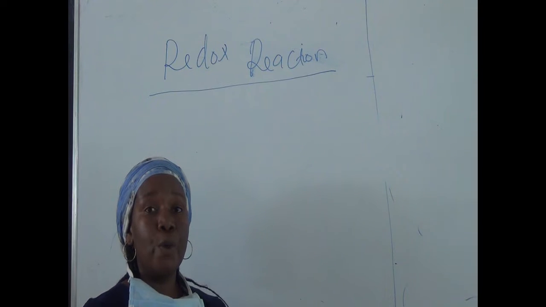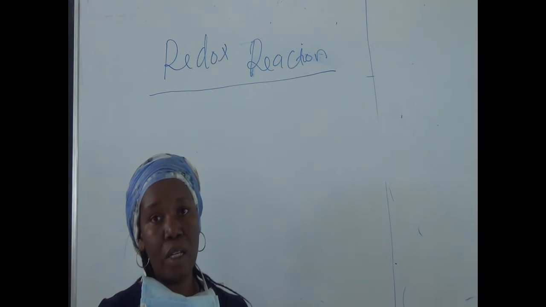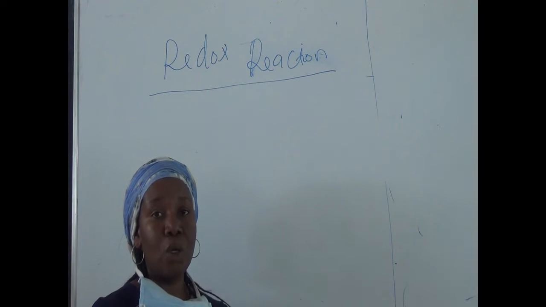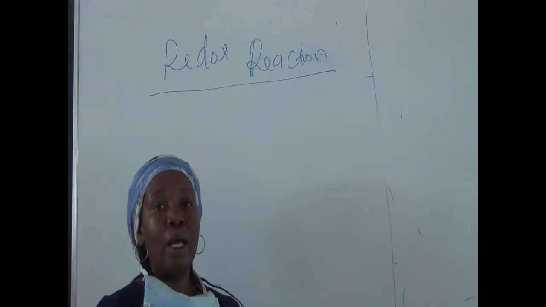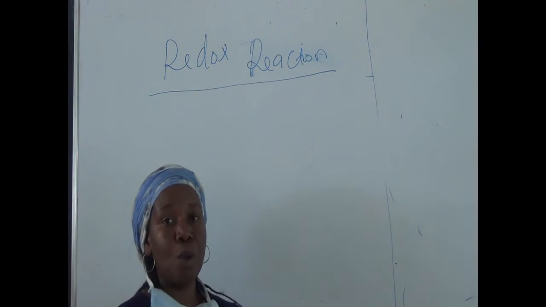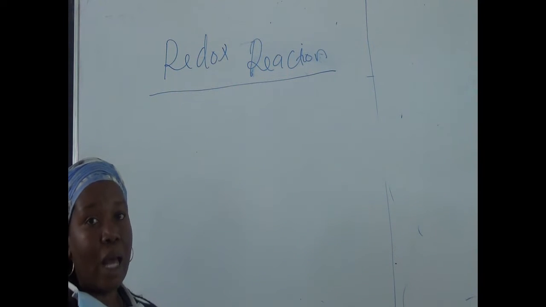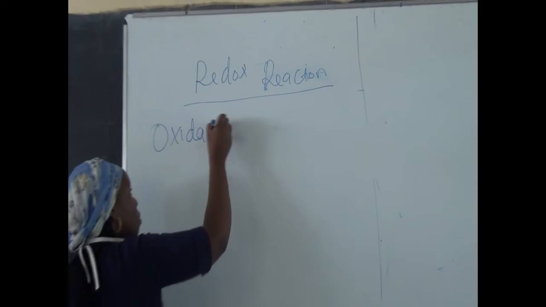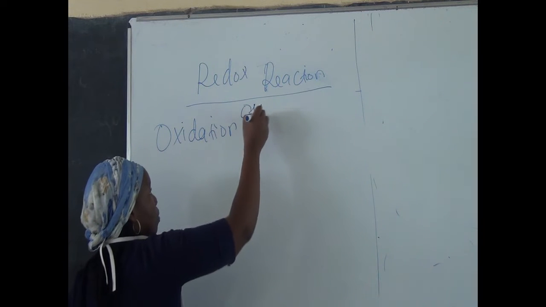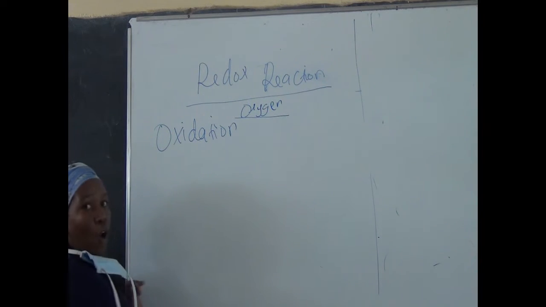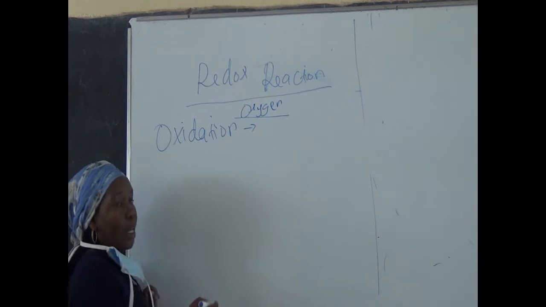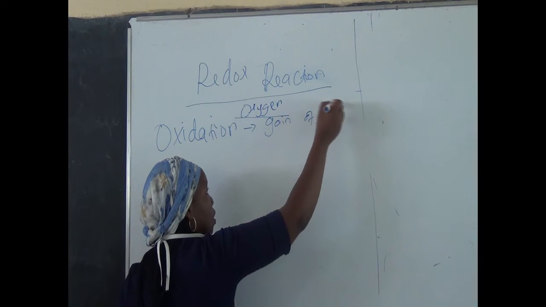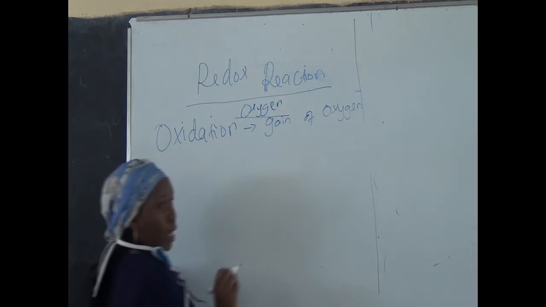In Form 1, we defined oxidation in terms of oxygen. So we can define reduction and oxidation in terms of oxygen. We can also define it in terms of electrons. Just to remind ourselves, what is oxidation in terms of oxygen? Oxidation in terms of oxygen is the gain of oxygen.